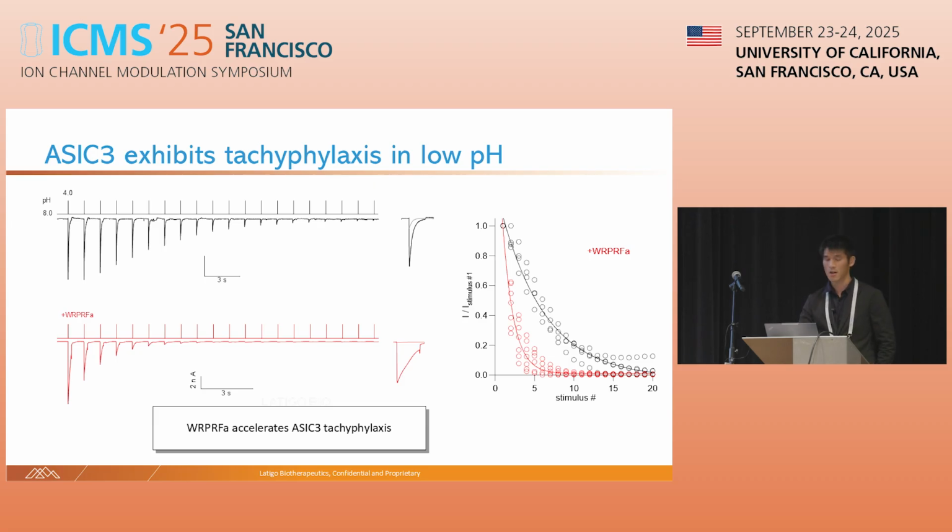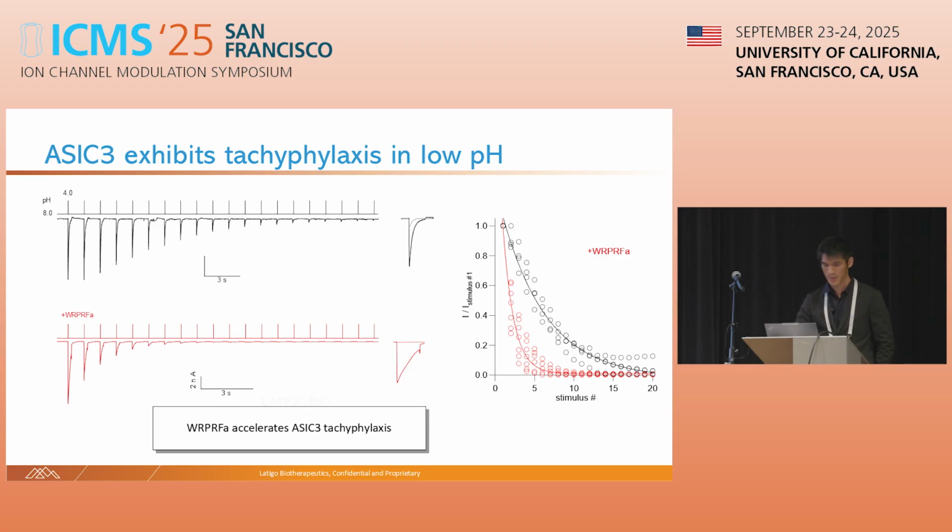This reminds us of the ASIC1 tachyphylaxis shown here, that when you have repetitive acidic stimulus, the current rapidly diminishes, and this part of the current is irrecoverable. So we want to see if ASIC3 does indeed go through tachyphylaxis, which has never been shown before, and if our peptide WRPRFa has any effect on this process.